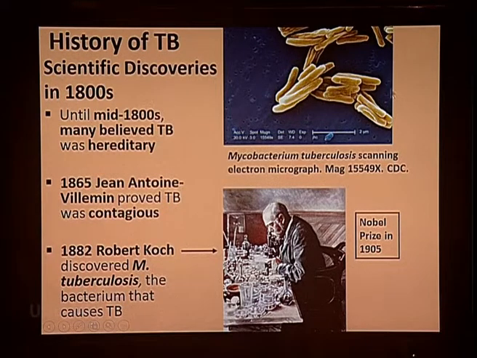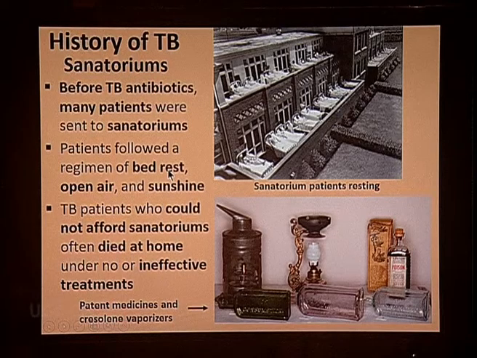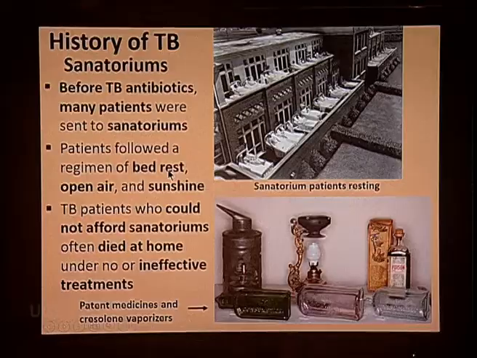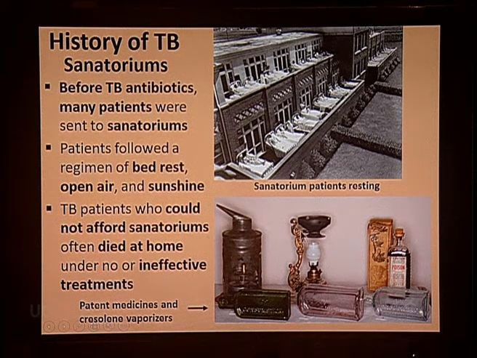It's a rod-shaped bacteria. Before the discovery of anti-tuberculosis drugs, most of the patients were sent to places called sanatoriums. Okay, so there the patients followed a particular regimen of bed rest, open air and sunshine as shown here, accompanied with nutritious food. But sanatoriums were quite expensive. So people who could not afford sanatoriums had to stay at home, and many of them died without any treatment. Some ineffective treatments were available, with some patented medicines and vaporizers of creosote, but they were useless.